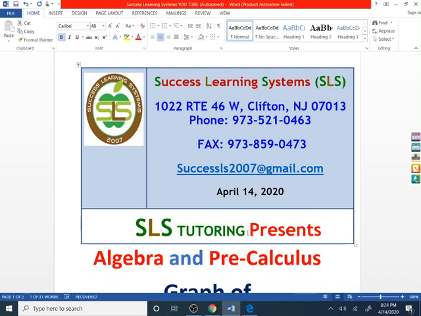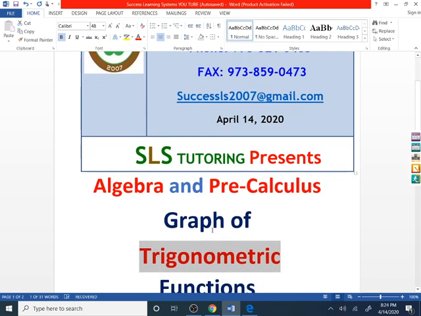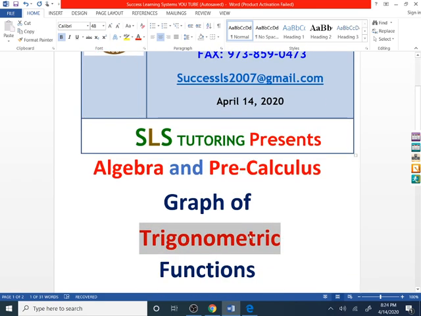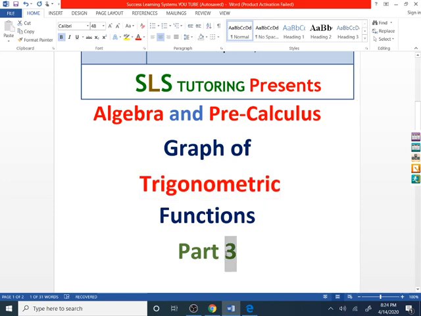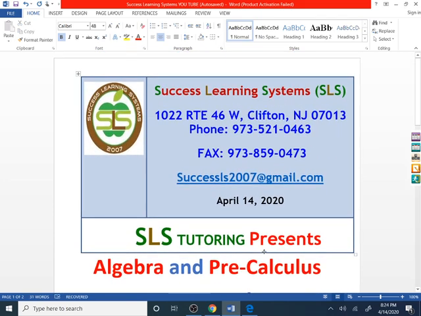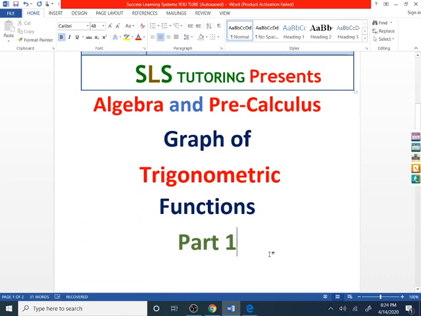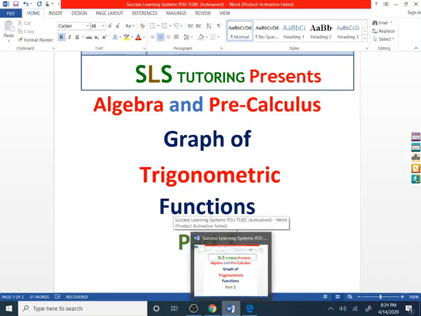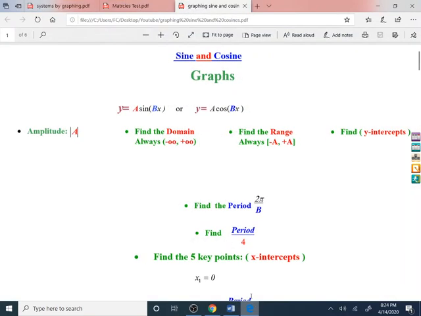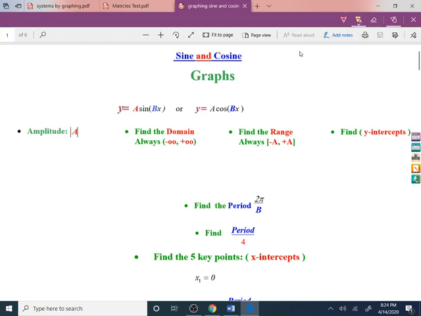Now, let us see what our class is. Our class is graphing trigonometric functions, and this is going to be part 1. Let us see what we need to know for this function. The two functions I'm going to graph today are sine and cosine.